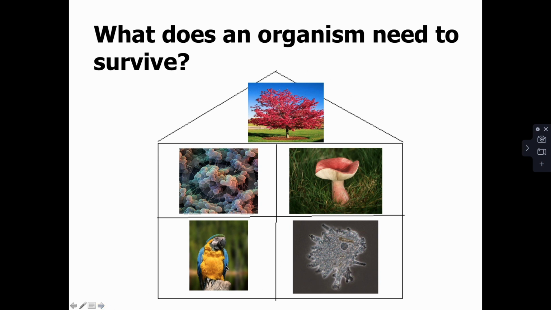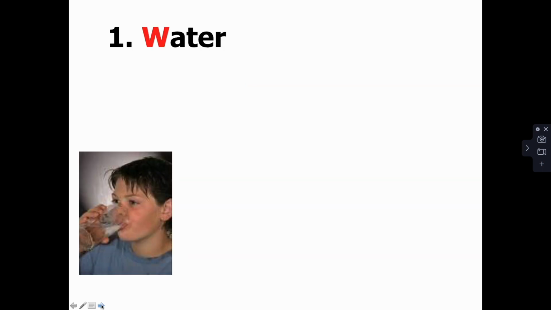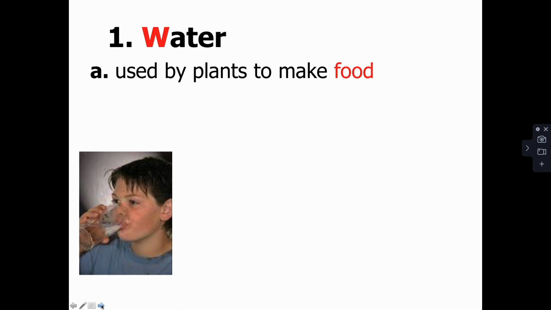They all look different. That's a multicellular bird. That's a unicellular amoeba. This is a multicellular fungi, a mushroom, and a multicellular plant. This is a unicellular organism, probably bacteria. Okay, so what do they need? All organisms need water. This is essential for life. Every single organism needs water.